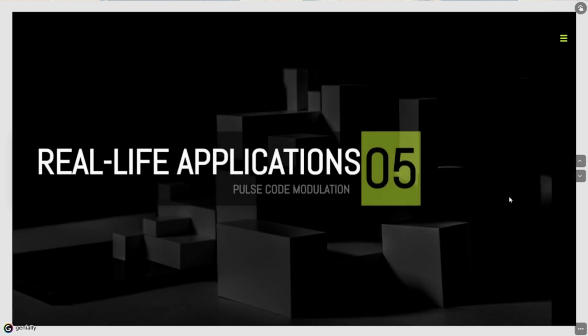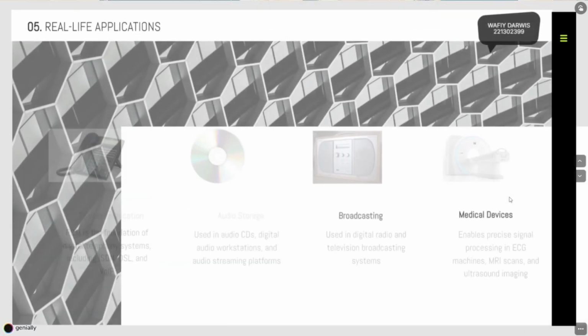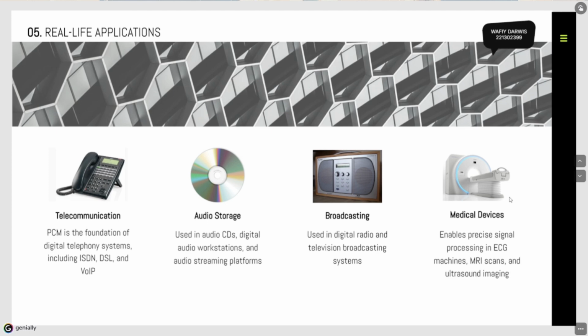So now let's look into the real life applications of PCM, where we can use it in our daily life. The first one is telecommunications. PCM is the foundation of digital telephony systems, including ISDN, DSL, and VoD. It is used in time division multiplexing, TDM, to transmit multiple signals over a single channel.